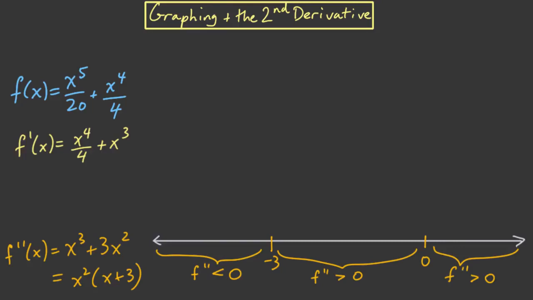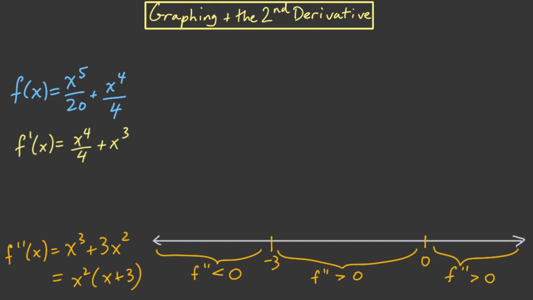All right. In the last video, we had this function, f of x equals x to the fifth over 20 plus x to the fourth over 4, and we analyzed its second derivative. And we found that the one and only inflection point was at x equals minus 3. In this video, we're going to put all of the pieces together and get a really good graph for this function. We're not just going to need to analyze the second derivative, though.